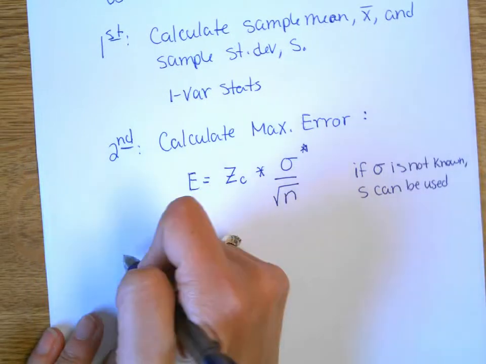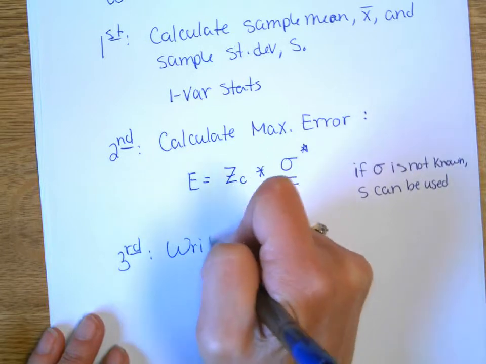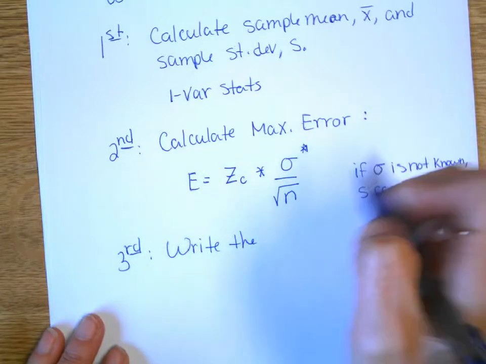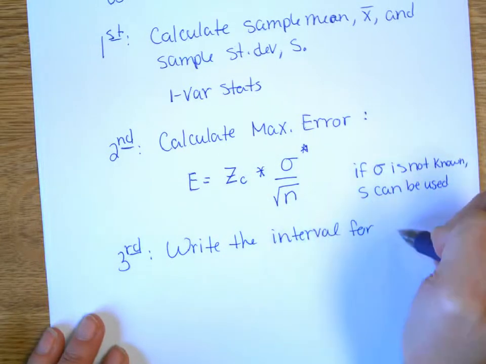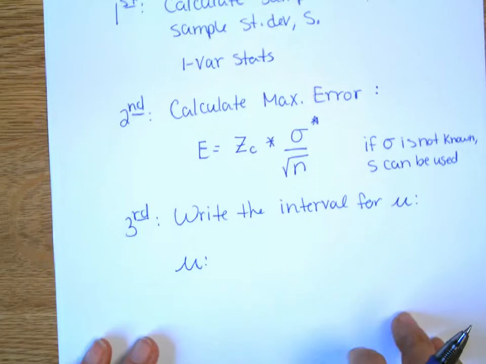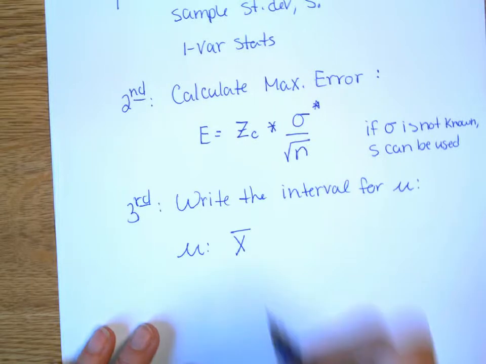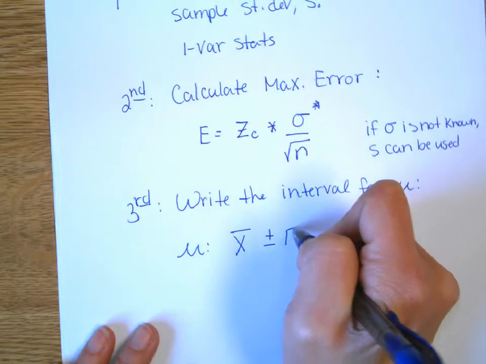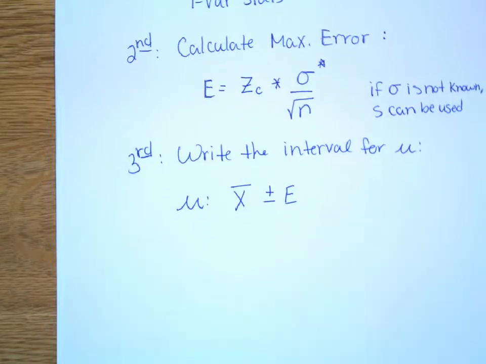And then your last step is to actually write the interval for the population mean. And to do that, you're going to take the point estimate, which is the sample mean. Then you're going to add and subtract the big E that you calculated. So you'll take the mean, subtract the error, that takes you down to a low end, and then add the error, and it gives you an interval when you're all done. Pretty easy process.